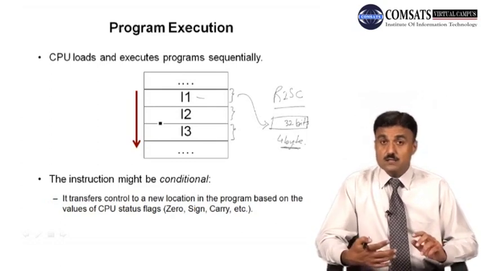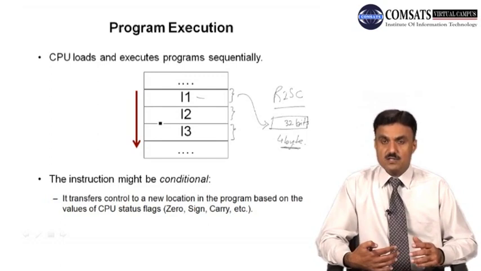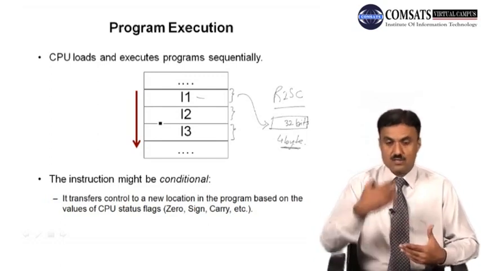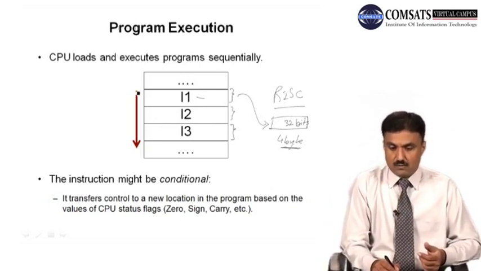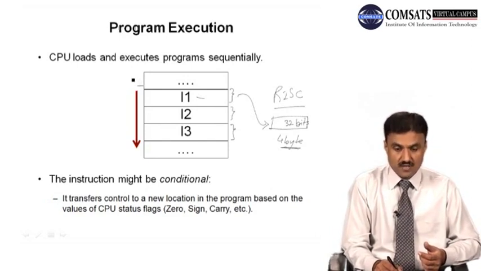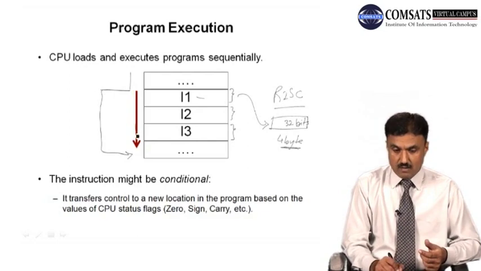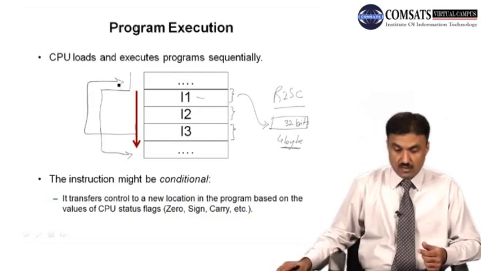It is possible that the instruction might be conditional, or that instructions don't follow the sequence like instruction 1, 2, and 3. So it is possible to transfer the flow control. This is a sequential flow control. It's possible that we move from this instruction and perform another instruction somewhere here, or maybe we move to the other side or somewhere else inside the program.